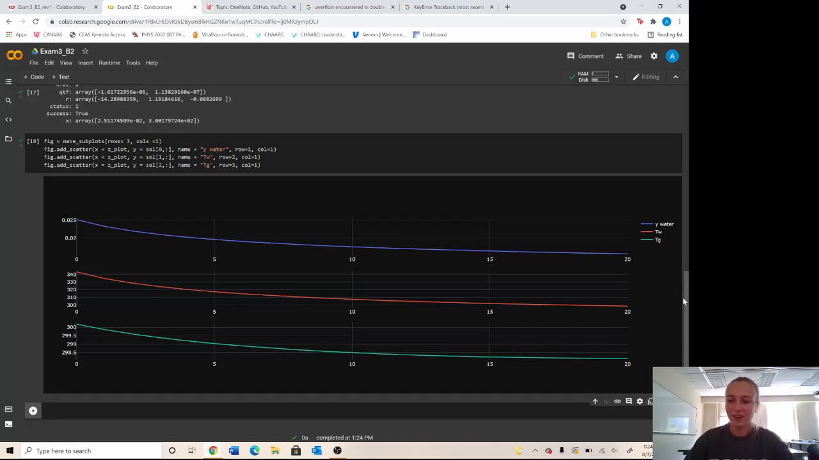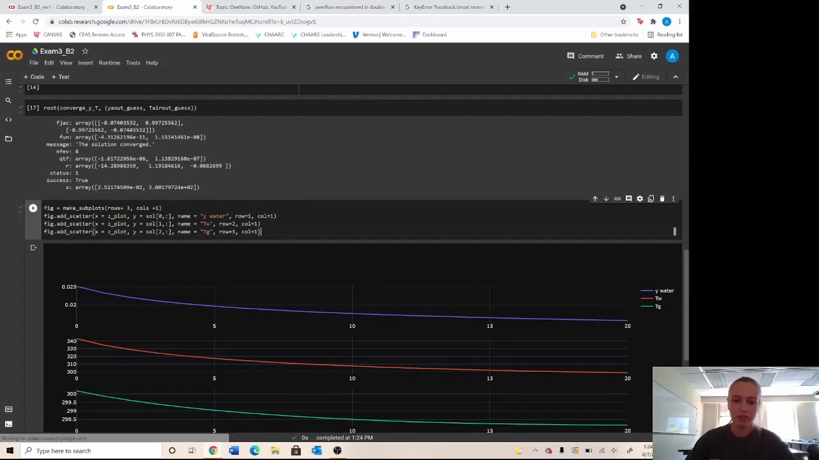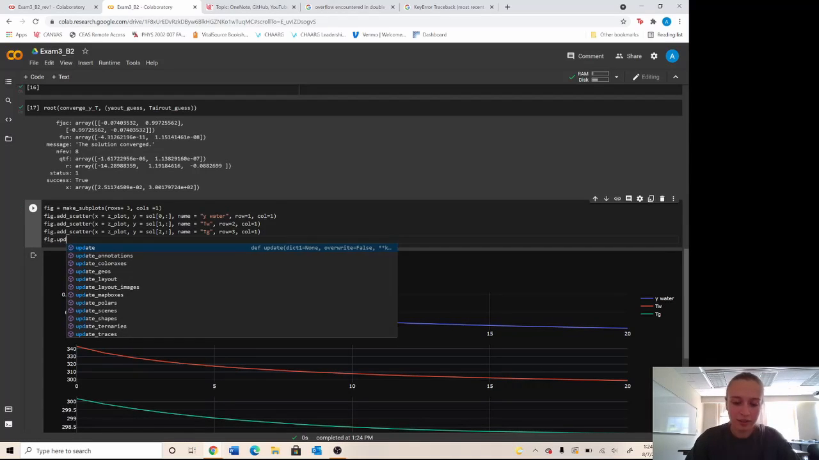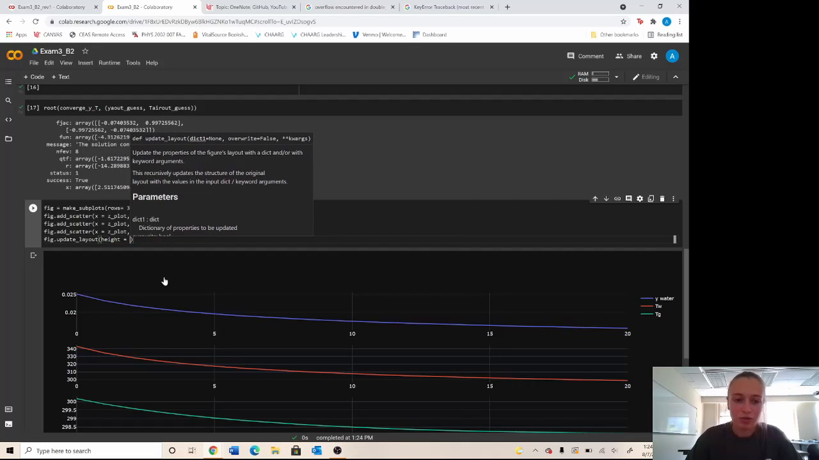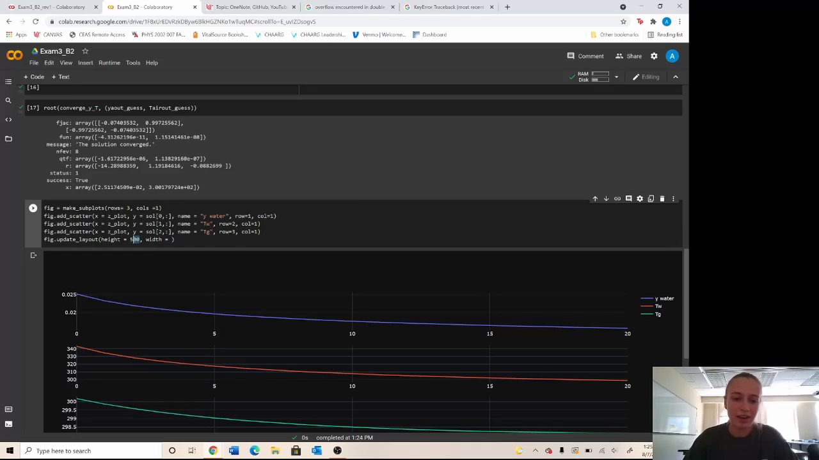Okay, so here are our graphs, and they're a little bit spread out right now. So I'm going to say fig.update underscore layout, and I'm going to say the height is equal to, let's do like 500, and then the width is equal to, let's say, I want to do the height higher. I'm going to do the height is equal to 800, and then the width is equal to 500. Let's see how that works out.